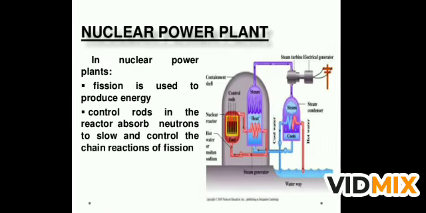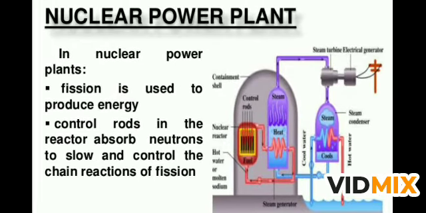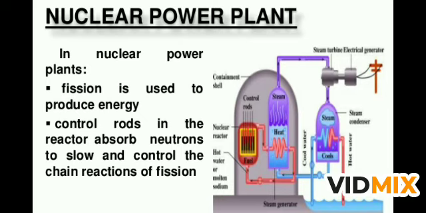So to control this chain reaction, there is a nuclear reactor. It is a device which controls the chain reaction, and we know that it is a nuclear power plant. So in a nuclear power plant, fission is used to produce energy. There are control rods in the reactor which absorb neutrons to slow and control the chain reaction of fission. So by controlling the speed of neutrons, we can slow down the neutrons and the reaction can be controlled.